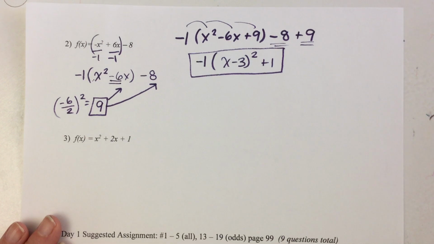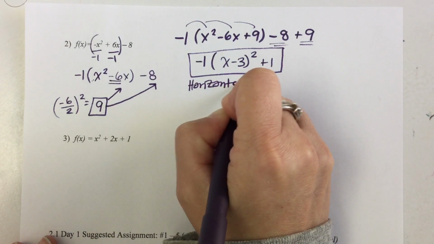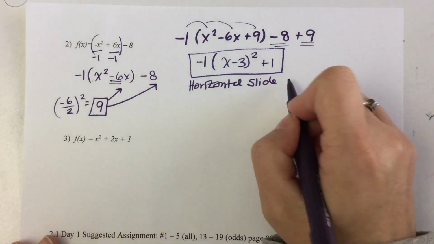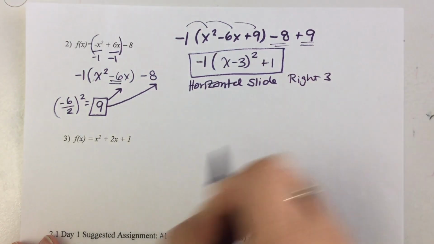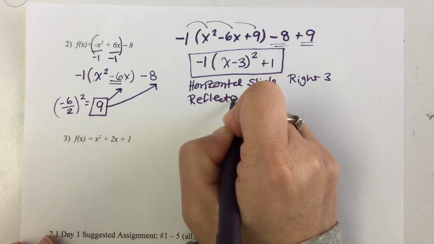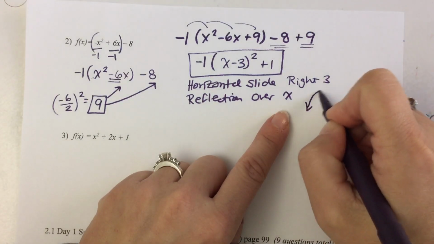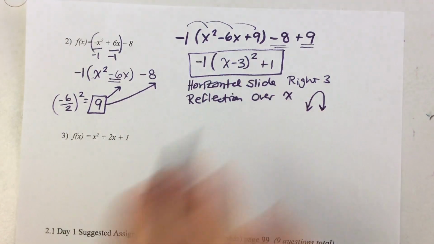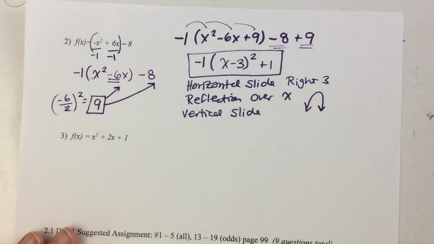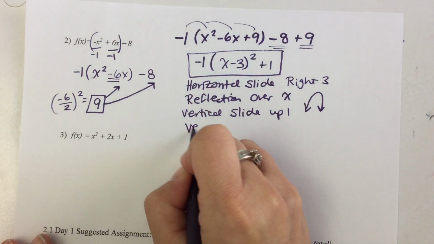Now from here, I can identify all of the transformations. Adding and subtracting in parentheses, that's horizontal. So I have a horizontal. Adding and subtracting is a slide. The formula is a minus. This remained a minus. That means I'm going to the right 3. There is a negative out front. So that is a reflection. Remember, if it's a negative, reflection over the x. What that means is that this graph is upside down. Then I have a +1 at the end, not in parentheses. If you're adding or subtracting not in parentheses, it's a vertical slide. This is +1, so I'm going up 1. Okay, my vertex.